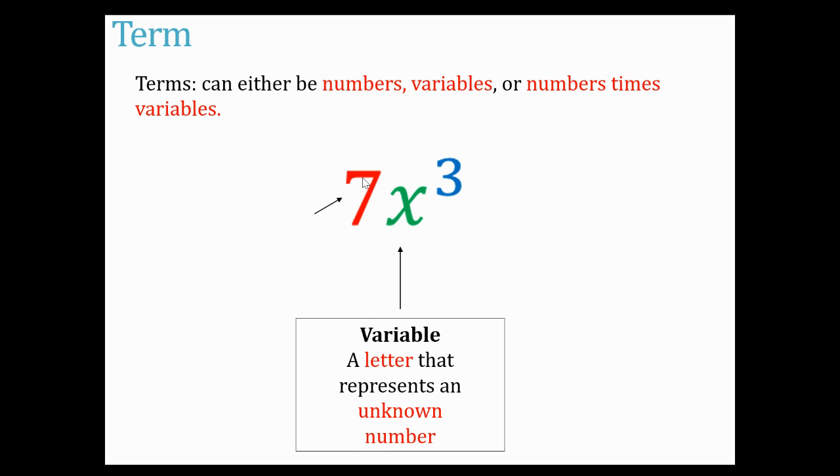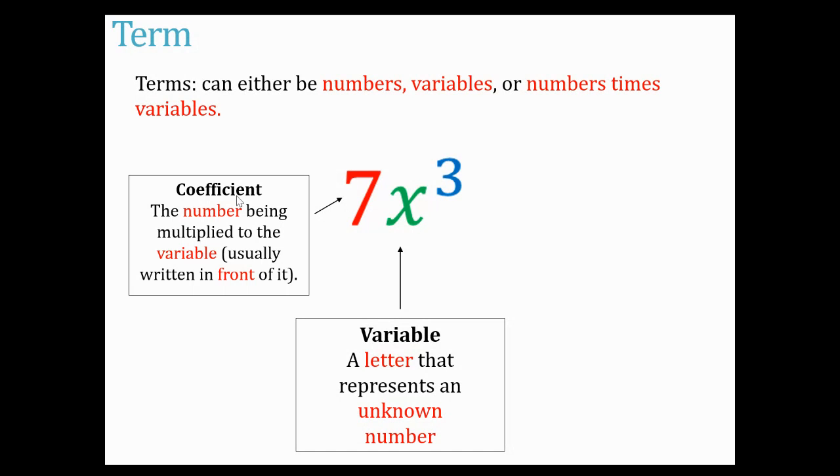Then we've seen numbers in front of variables before. Those are called coefficients. It's a number being multiplied to the variable, usually written in front of it. So this is saying 7 times x to the third power. 7 is our coefficient. And please keep in mind that 7 is the coefficient, not 7x or 7x to the third, just the 7 is the coefficient.